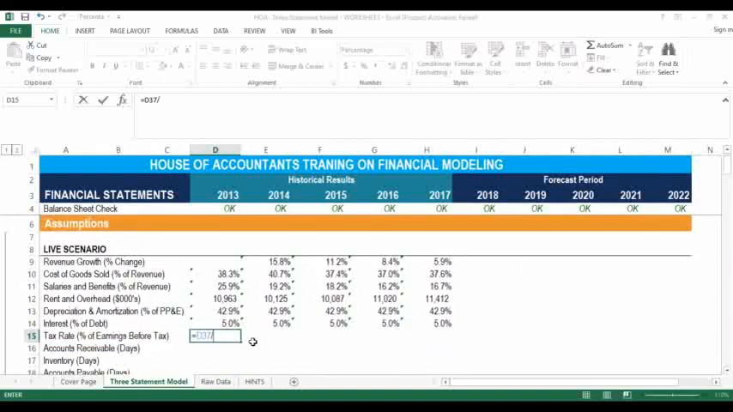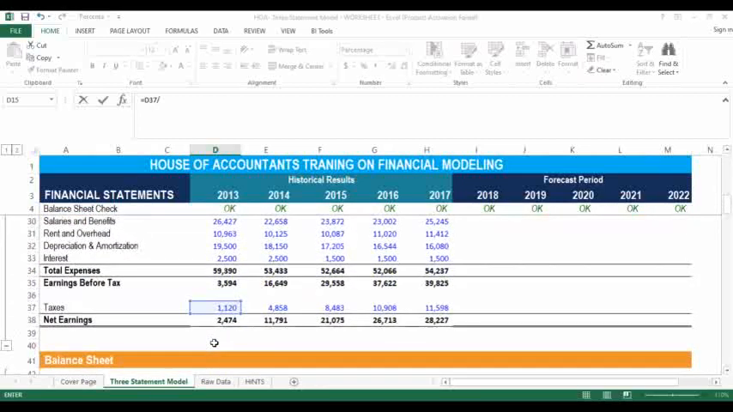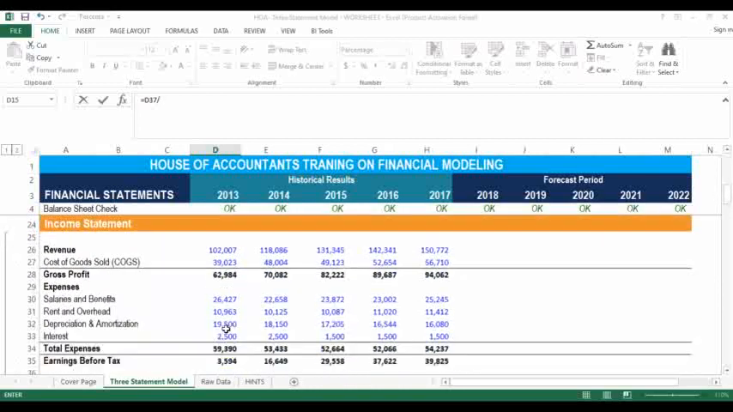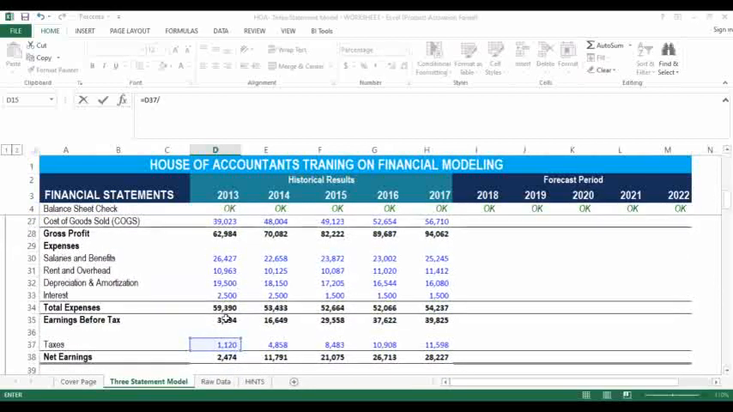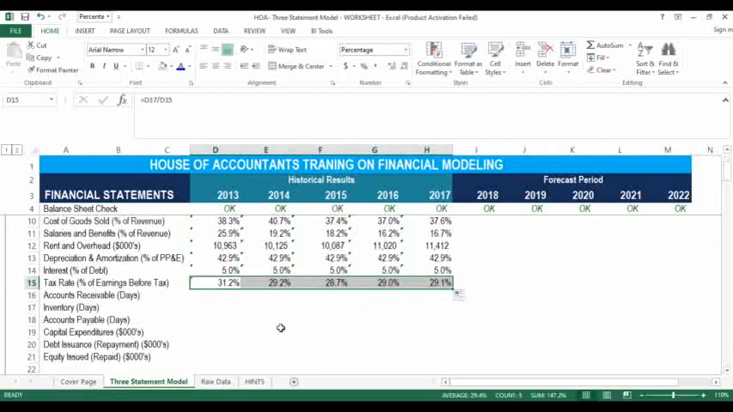The video will be available. So where we have now is tax over the earnings before tax. So tax over earning before tax. What is earning before tax here? Earning before tax is this. So we get this figure, which is 31.2. So just drag it down and we are good to go.